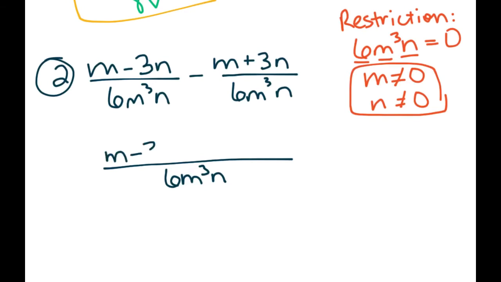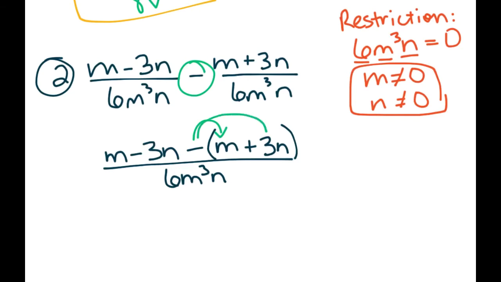Then I'm going to write my m minus 3n minus, and I'm going to put parentheses, m plus 3n. Why am I doing this? Because I want to be sure that you recognize this negative, or this minus sign, is going to have to be distributed to each one of those. If you worry about those sign issues, write your problems like this every time.